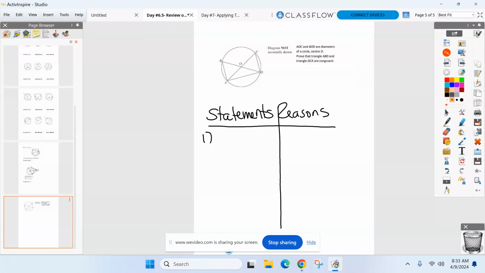All right, so it looks like honestly the only thing I gave you was, hey, AOC and BOD are diameters.